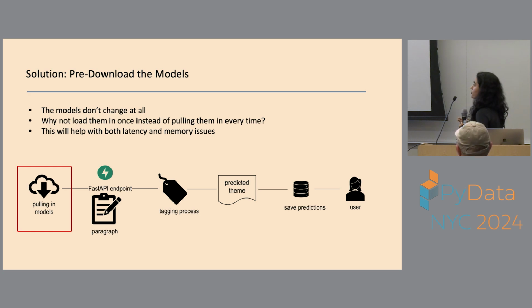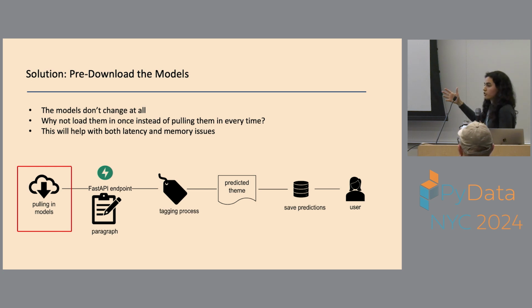So we know that our models don't change at all. In fact, they shouldn't change because we want robustness and trust in our outputs, right? So the embedding model needs to be the same every time. Our prediction models shouldn't change because we don't want our answers to change. If we run the same process twice on the same paragraph, we want the same output. So the models don't change at all. And what we can do is download them once, load them in once, and share them. So we can completely remove this from the critical path of the user receiving the response.